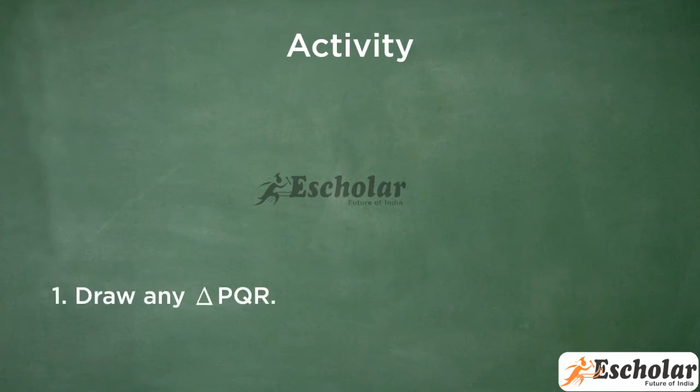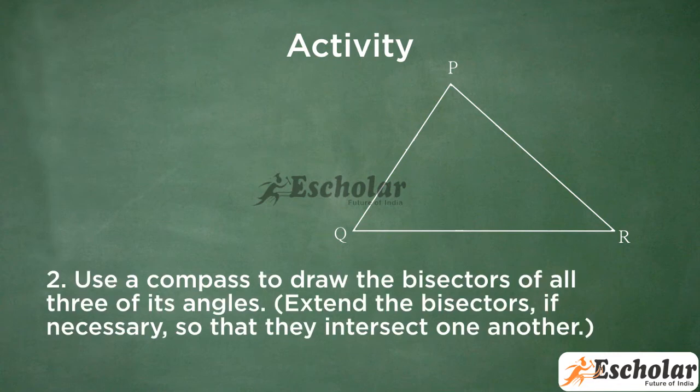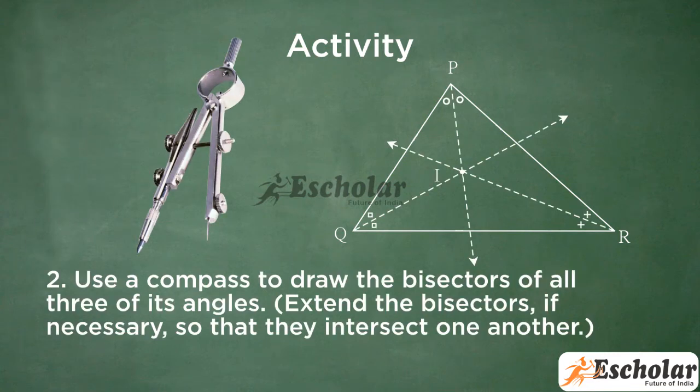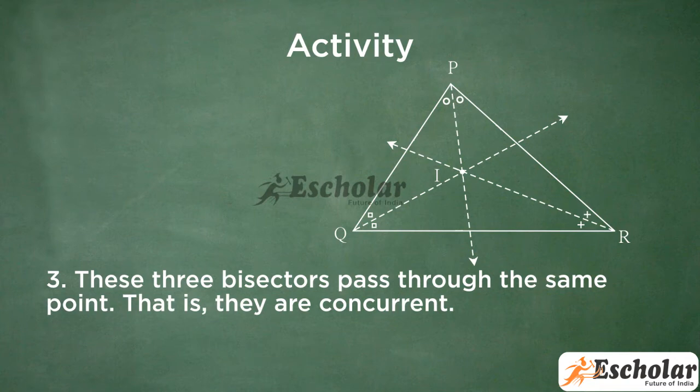Activity. First, draw any triangle PQR. Second, use a compass to draw the bisectors of all three of its angles. Extend the bisectors if necessary so that they intersect one another. Third, these three bisectors pass through the same point, that is, they are concurrent. Name the point of concurrence I. Note that the point of concurrence of the angle bisectors of a triangle is in the interior of the triangle.